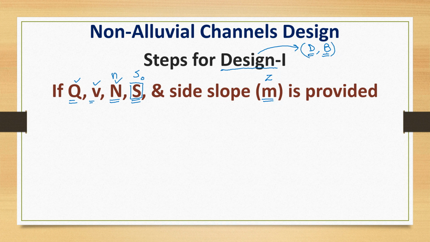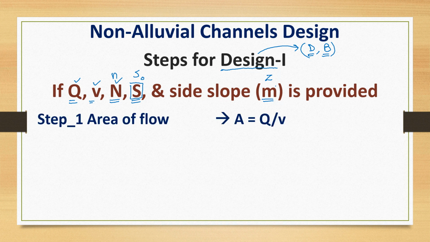This will complete our design if these factors are given here: Q, V, N, S, and M. So what are the steps which we will follow to design in design one if these five values are given? Our first step will be to find out the area of flow or area of the channel. As we know that Q and V are given, we will use the equation of continuity, because continuity equation is Q equal to A into V.